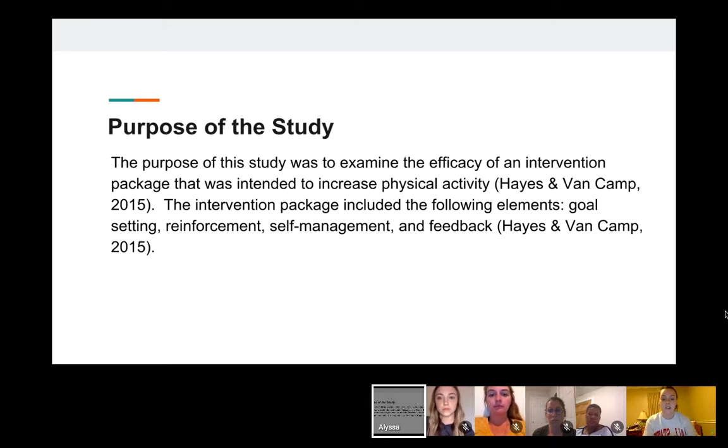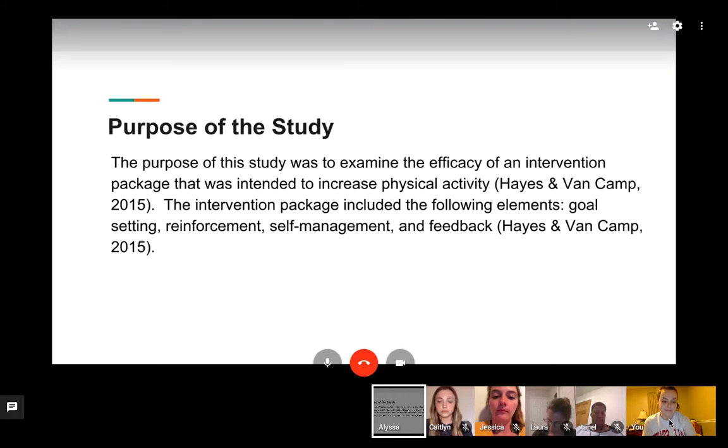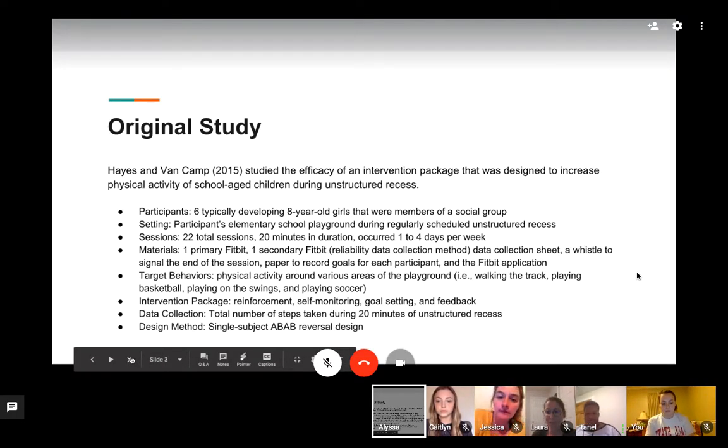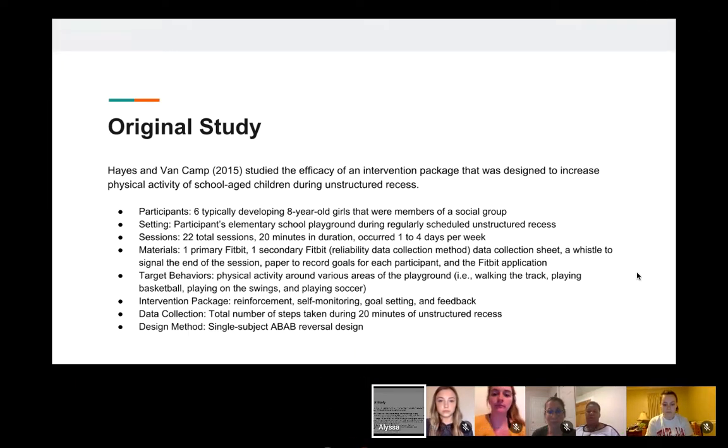The study focused on elementary school children, and they looked at different things related to increasing physical activity. They used goal setting, reinforcement, self-management, and feedback to try to increase the steps of students during school recess. In the original study, there were 6 participants, 8-year-old girls, in an elementary school playground setting during regular school scheduled time and unstructured recess.